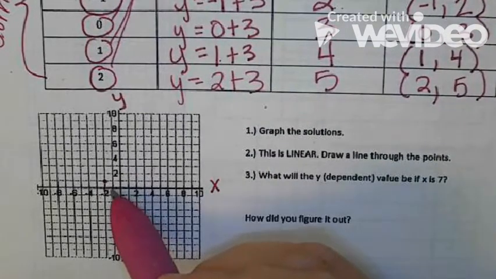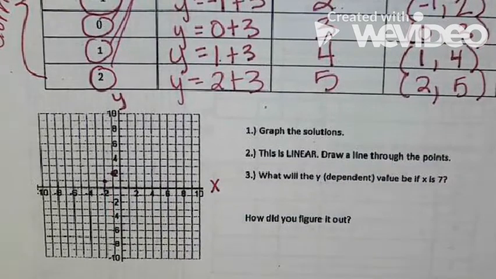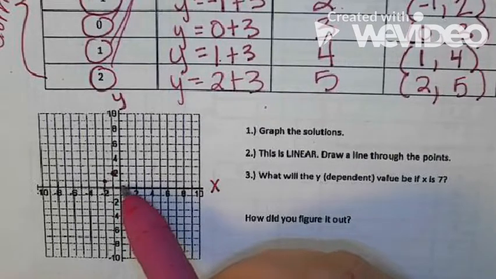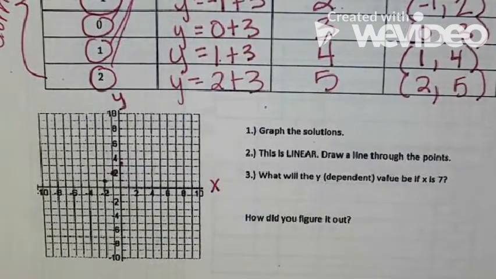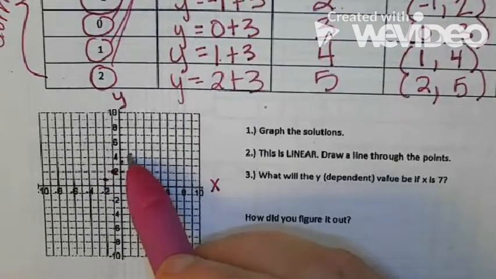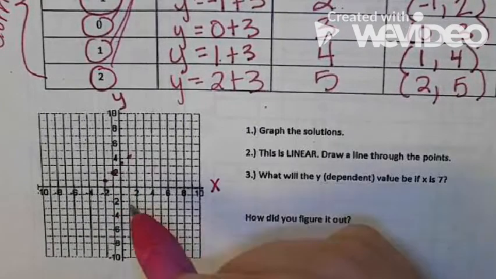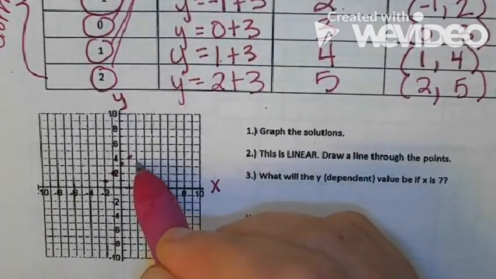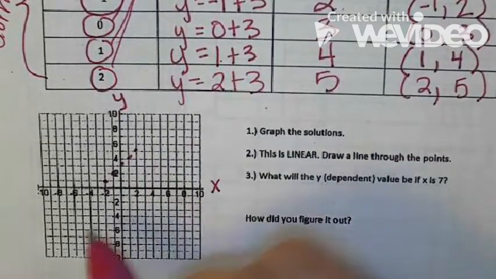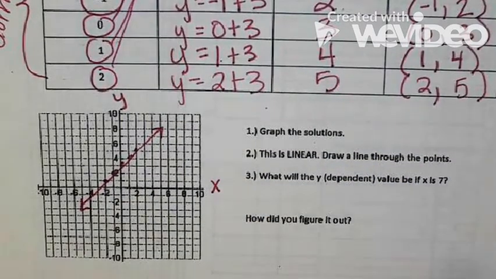Then I moved on to my next one. I go over to -1 and up to 2. Then I stay at 0 and I go up 1, 2, 3. Then I go over to +1 and up to 4. 1, 2, 3, 4. And my last one, I always start back at 0, go over 2, and then up 5. 1, 2, 3, 4, 5. And I can extend my line straight through, connecting the dots. I have now graphed my solution.